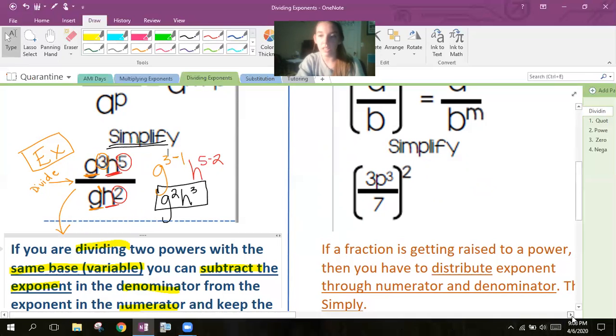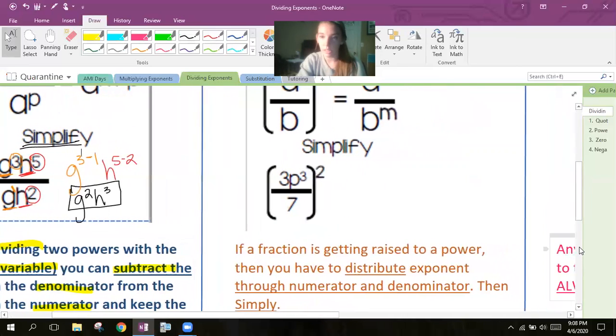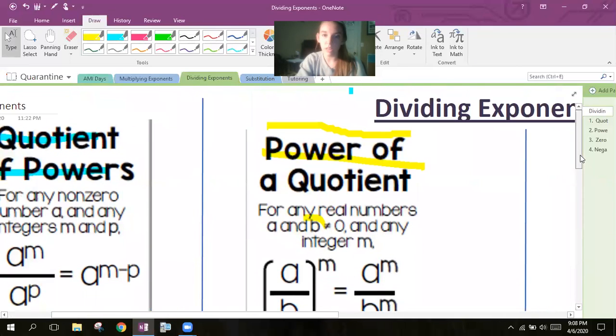Okay, let's look to the next one. Okay, so this one, if you want to pause the video, is called the power of a quotient. Okay, so again, a quotient just means it's a division problem.